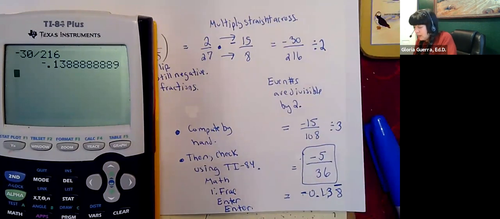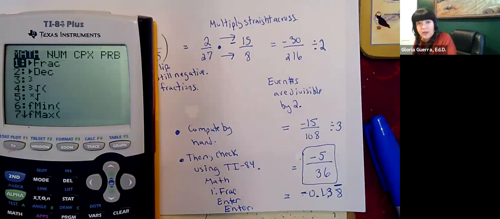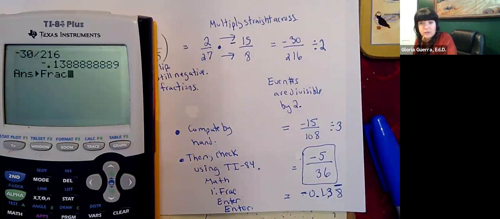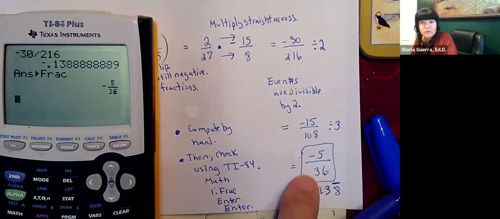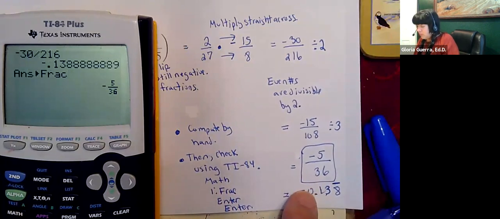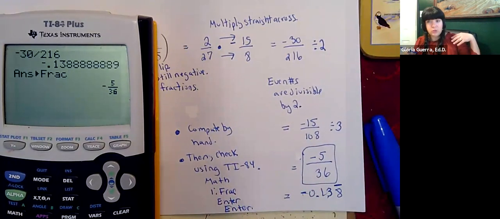Now I'm going to do math, and then frac. So hit enter, and then hit enter again. That's what this is saying. And see, I get negative 5 over 36. So it checks out. So you should show your work on the test for this correction. You want to show your work on paper, but then you can go back and use your calculator as a tool to check your work.